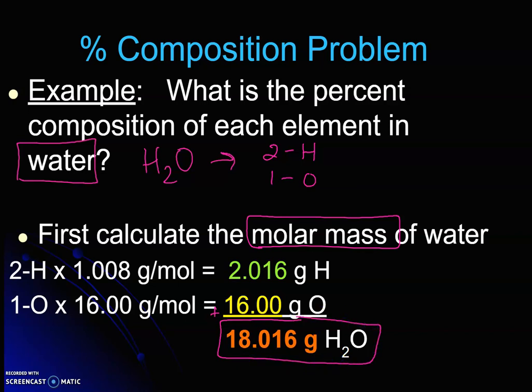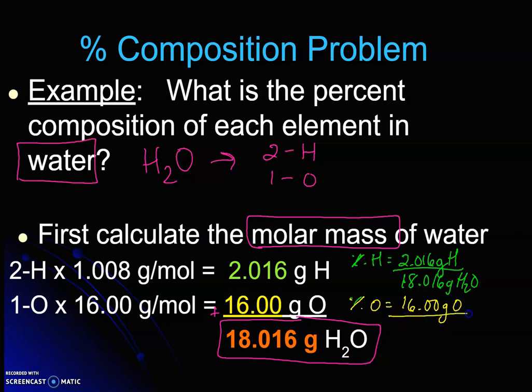So what is our percent of hydrogen going to be? Well, I have 2.016 grams of hydrogen out of my 18.016 grams of water total. And my percent of oxygen is going to look exactly the same, but for oxygen's value.